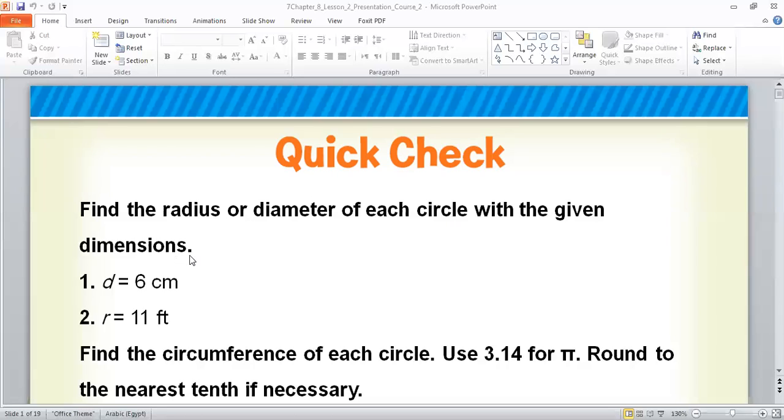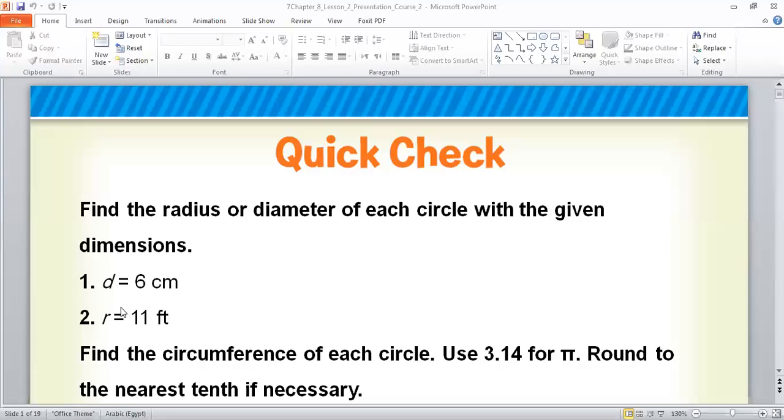We said that yesterday. If the diameter is 6, for example, and I need to find the length of the radius, the radius is equal to half the diameter. So if the diameter is 6, the radius is 6 divided by 2, which equals 3. So if he gives me the diameter, we will divide it by 2.